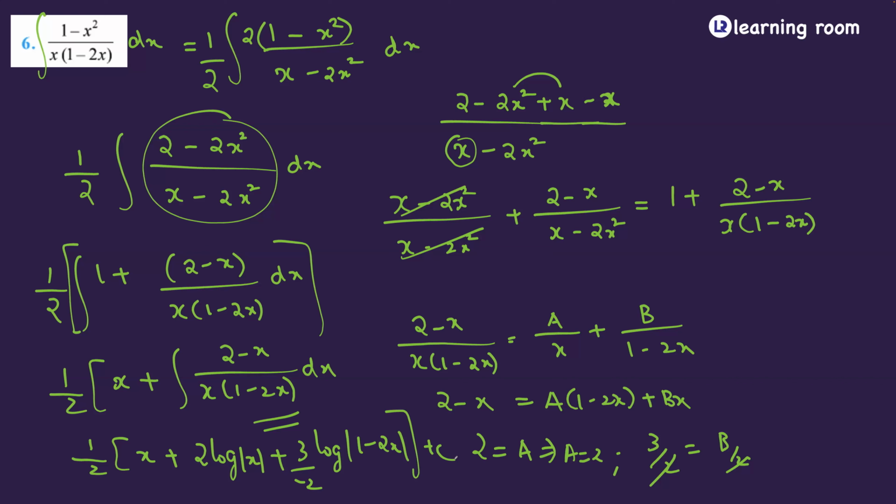Because the coefficient of x is minus 2. See, integral of sine 2x is how much? Minus cos 2x divided by 2, no? That's the same logic. How is the answer given? 7.5, sixth one. x by 2 plus log x minus 3 by 4 log of 1 minus 2x.